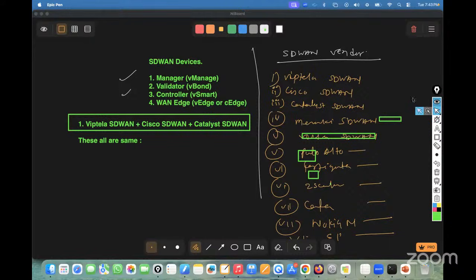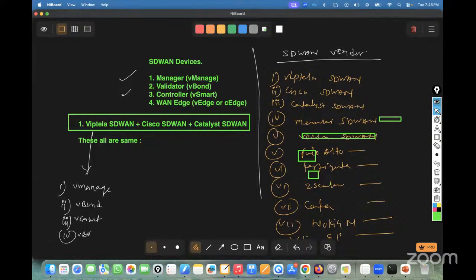Why are all the same? Because what happened? Viptela was a company. It's not a Cisco company. This was a different company who developed the SD-WAN solution, and that solution had 4 components. The first one is vManage. The second one is vBond. The third one was vSmart. And the fourth one was the vEdge. Initially, they are the routers. These are the routers and these are the controllers. So they developed the 4 products.